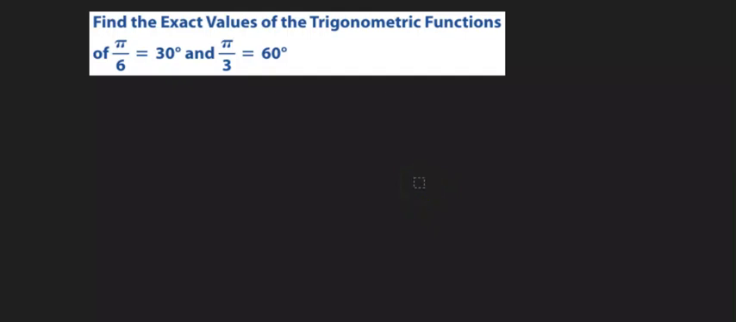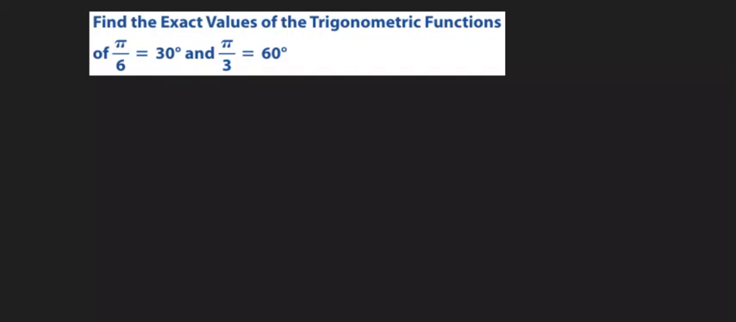In today's lesson, we are going to find the exact values of the trigonometric functions of pi over 6, which is the same as 30 degrees, and pi over 3, which is the same as 60 degrees.